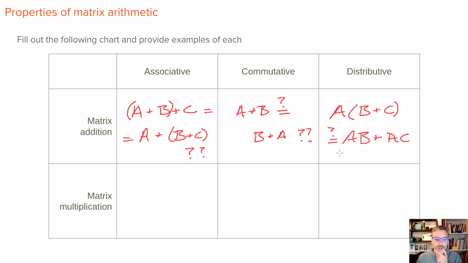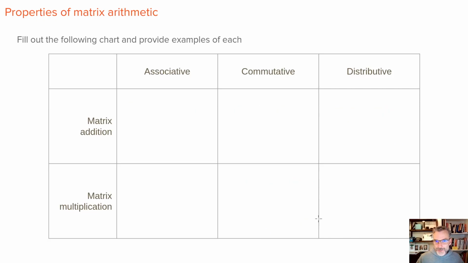Okay. And what about matrix multiplication? Can we make it associative? Is it commutative? So if I had two matrices, can I multiply them in any order? Would that work? So let's look at that. Think about it, see if you can come up with any examples of where it wouldn't work.